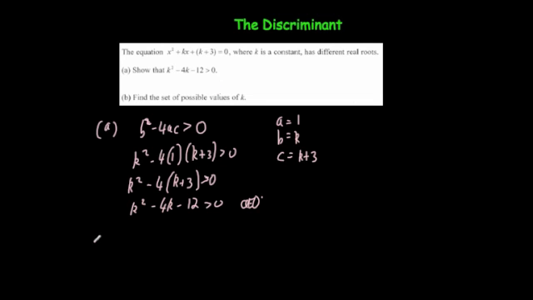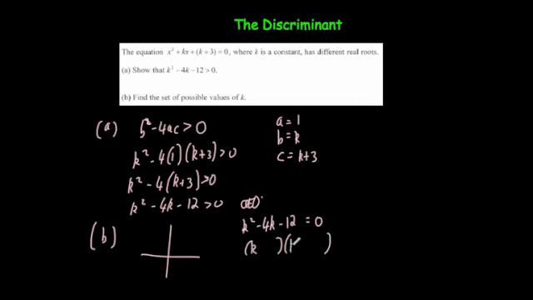Okay, part b. Find the set of possible values of k. For this, it's very useful to draw a quadratic graph, because we're trying to solve this quadratic. So let's sketch the quadratic graph. Let's find the critical values where it crosses the x-axis. We have k squared minus 4k minus 12, and we want to find where it crosses the x-axis, so let's put it equal to 0 and factorize and solve it. So we get (k plus 2)(k minus 6) equals 0. So k is equal to minus 2 and k is equal to 6.